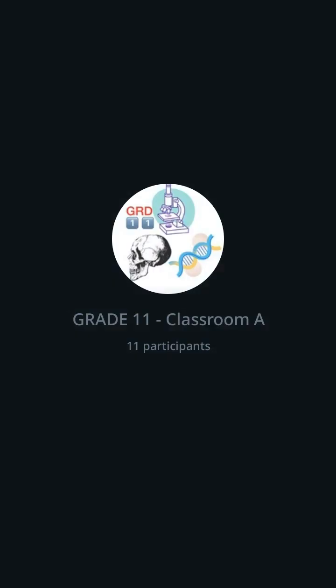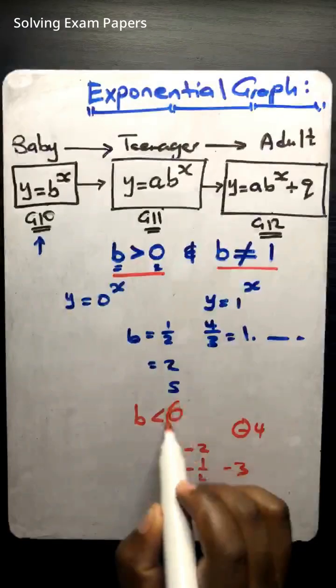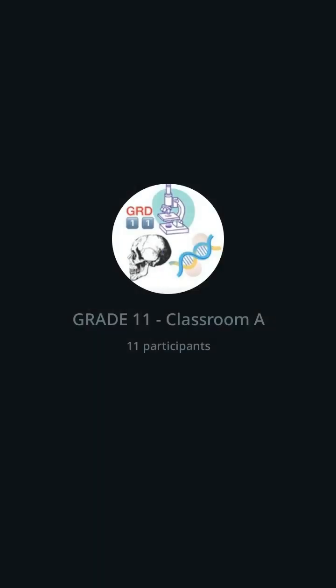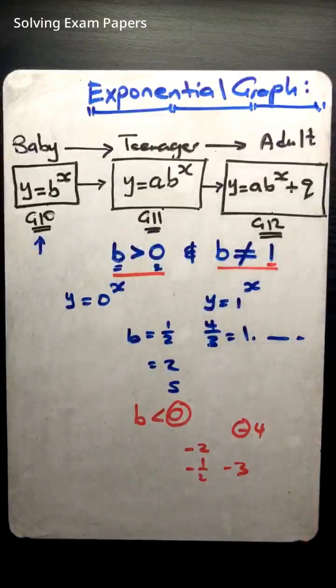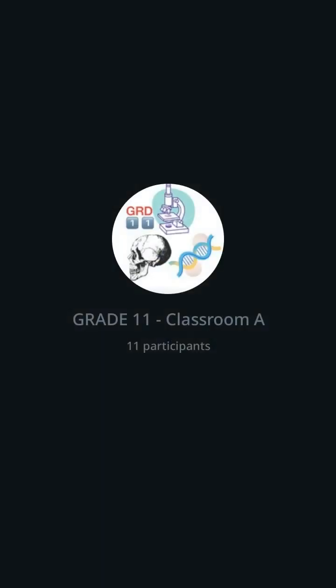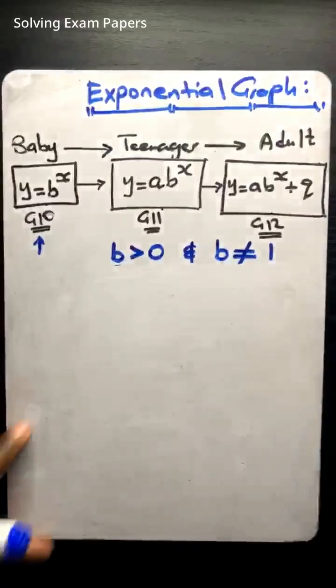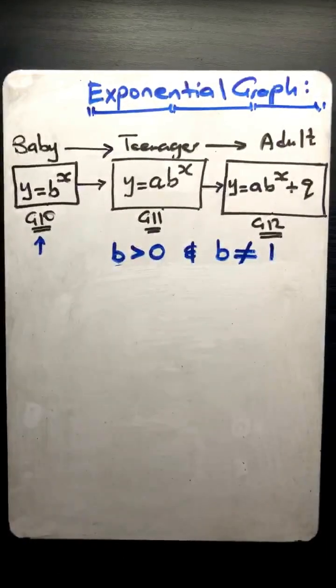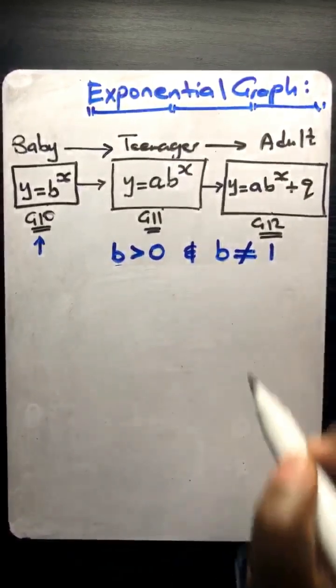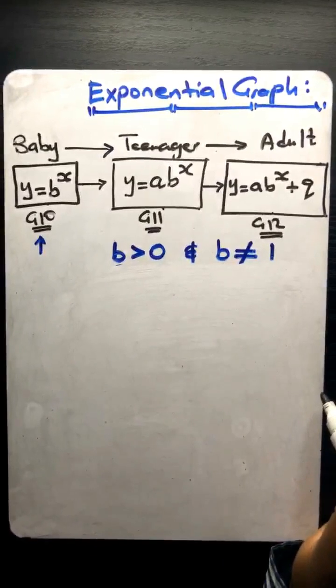It will never be 0. It will never be 1. It will be greater than 0, but not equal to 1. So just always remember that. It's not like this information will help you that much. You just need to be aware that when we are dealing with exponentials, your B value will be greater than 0 and it will never be equal to 1. That's something you need to remember.